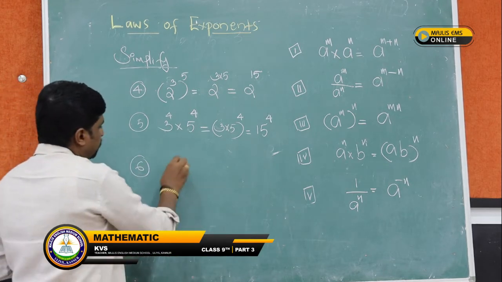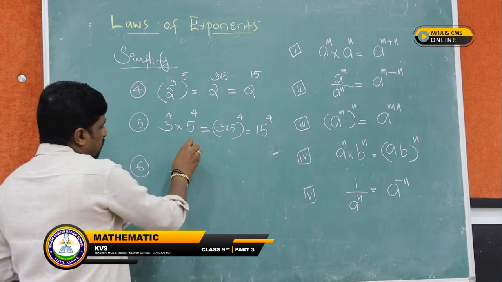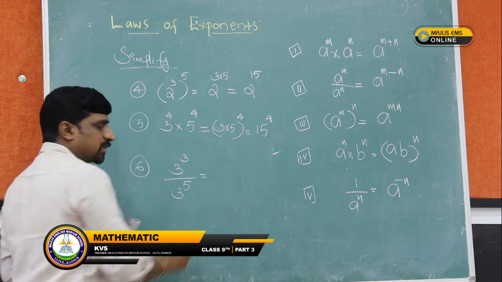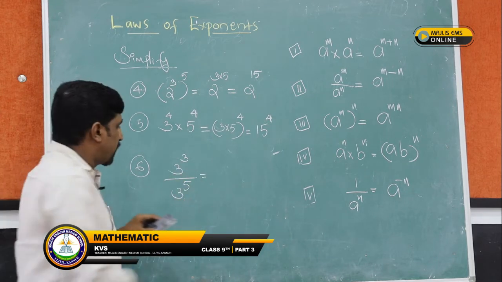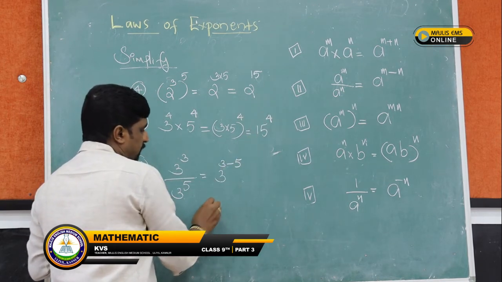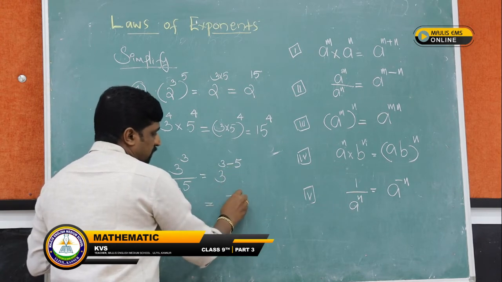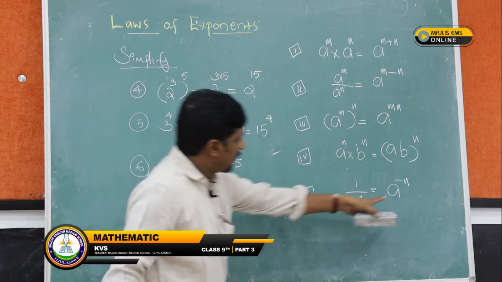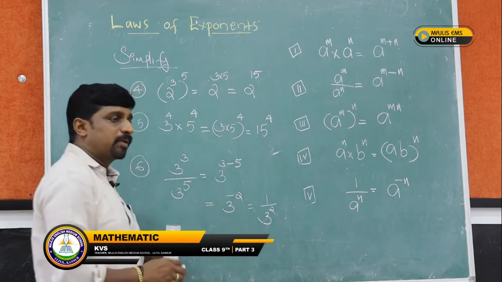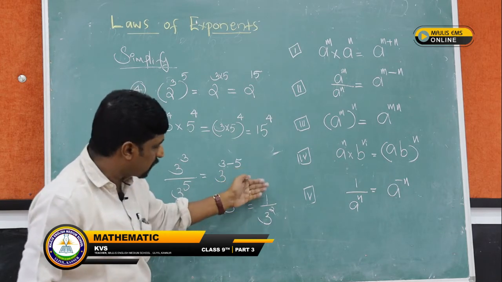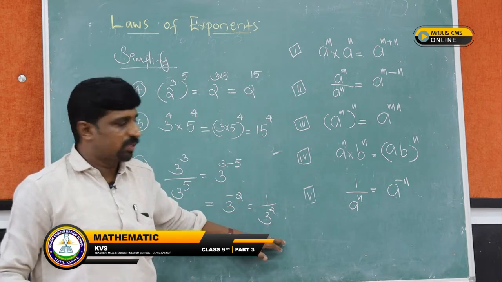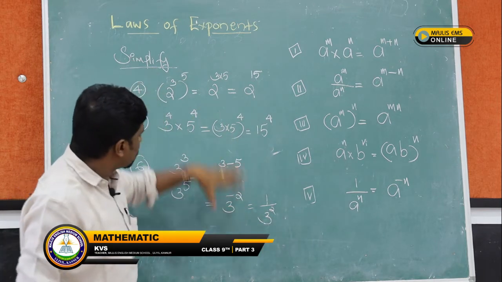Sixth question: 3 raised to 3 divided by 3 raised to 5. We can do it like this: 3 raised to 3 minus 5. 3 minus 5, you already know, is minus 2. Now 3 raised to minus 2 can be rewritten as 1 by 3 square, because a negative power means it can be written as 1 by that term. You can eliminate the negative and it becomes 1 by 3 square. Okay, by using exponents we can solve problems like this.